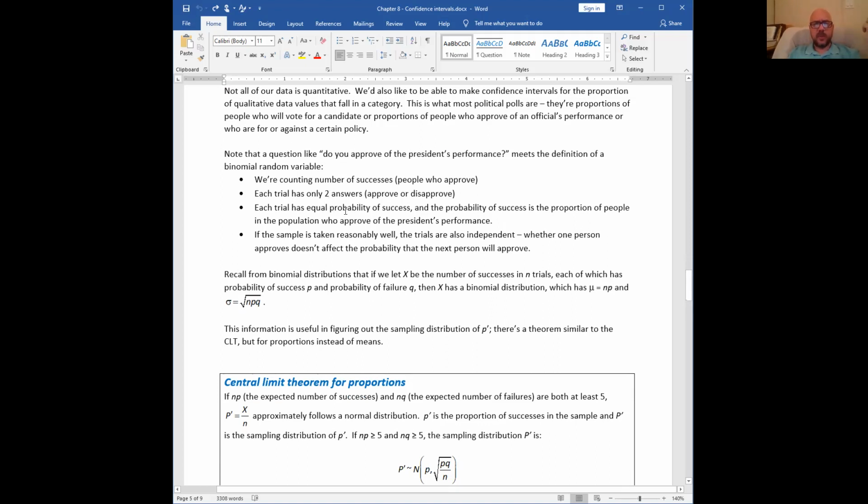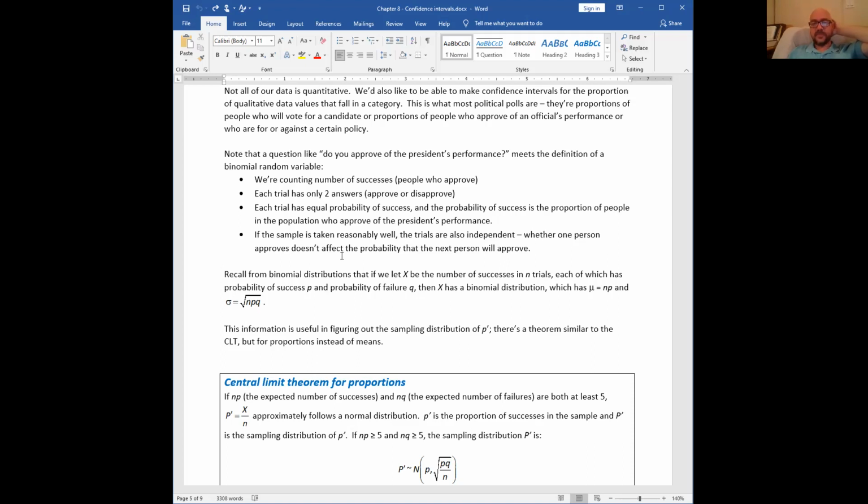Each trial has an equal probability of success, and the probability of success is the proportion of people in the population who would say yes, right? And so as long as you are asking the whole population every time, asking one person out of the whole population, you actually get an equal probability of success each time. And if your sample is taken reasonably well, the trials are also independent. If one person approves, that doesn't change the probability that some other person will approve.